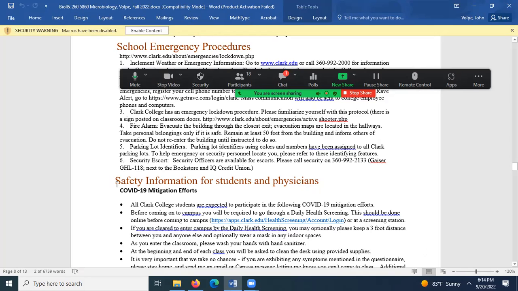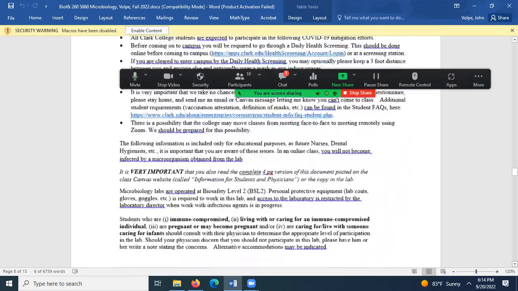You can read through this. It's not terribly important because we're not going to be on campus, but safety information for students and physicians when you're working with bacteria.